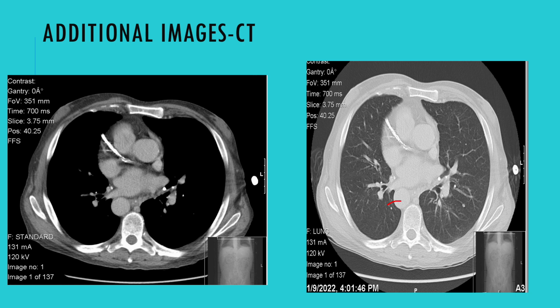This right here is your descending aorta, and then this is actually the left lung, and then this one is the right lung of this patient.